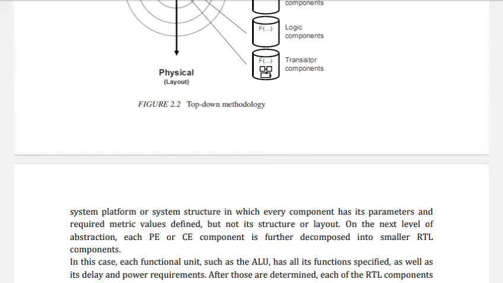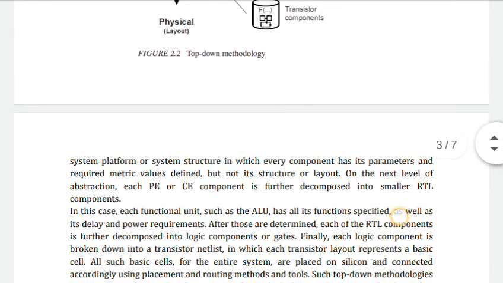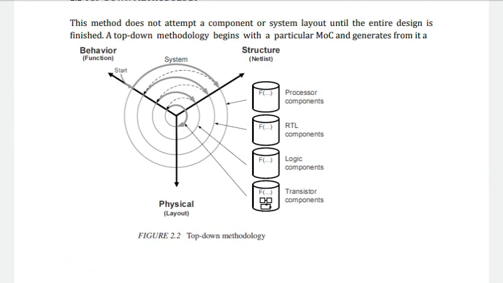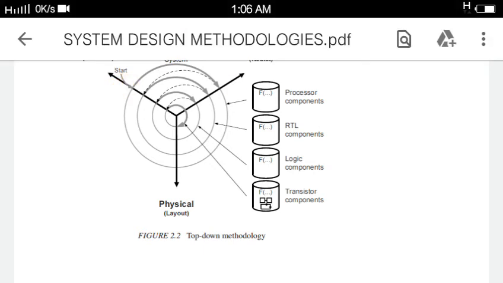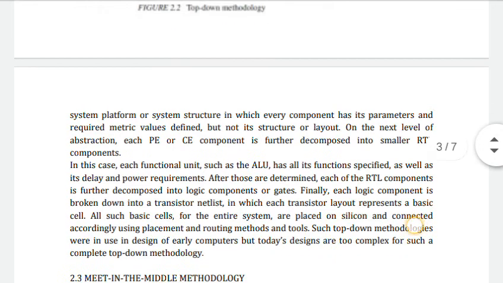Okay, on the next level of abstraction, each processing element and communication element component is further decomposed into smaller components. So this top down methodology will start from here and then go downwards. After the first step, the elements will be stored in these processor components, then the elements will be stored in the RTL components, then the logical components, and then the transistor level components.